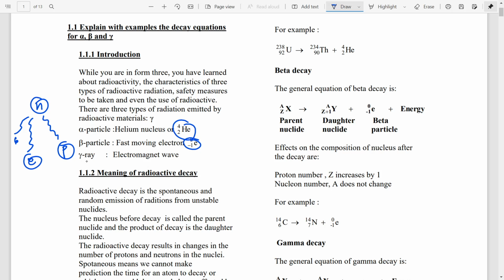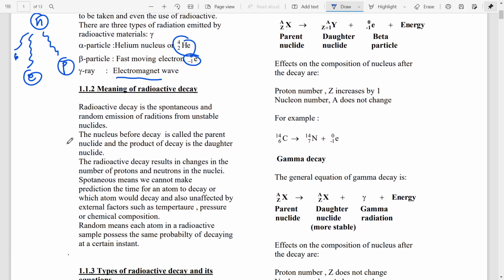And then we have a gamma ray. Gamma ray, of course most of you already know, is part of the electromagnetic radiation. It does not have mass, it is not a particle, it's just a wave, an electromagnetic wave.